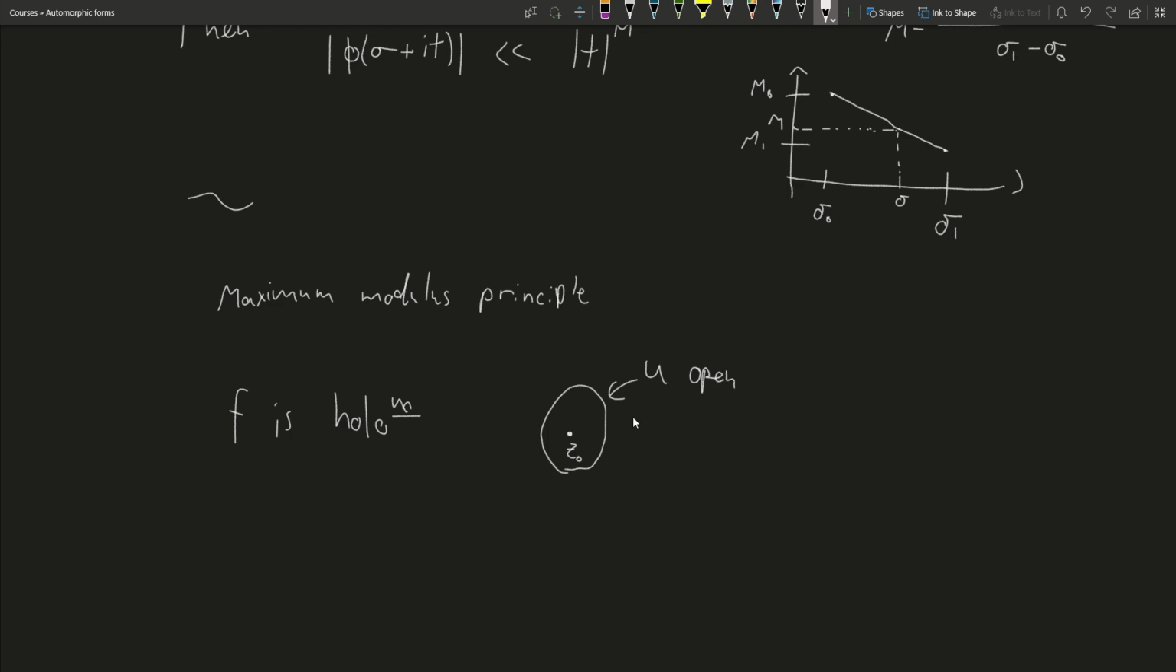And F is assumed to be holomorphic on U. Then the statement of the maximum modulus principle is that if the modulus of F at z naught is equal to the max for z in U of the modulus of F, then that implies that F is constant, which is a very powerful statement, right?